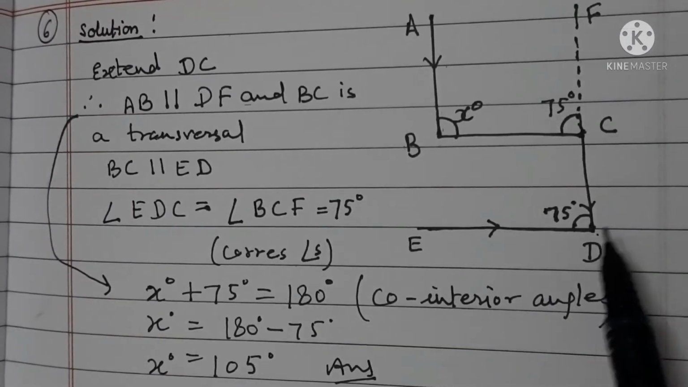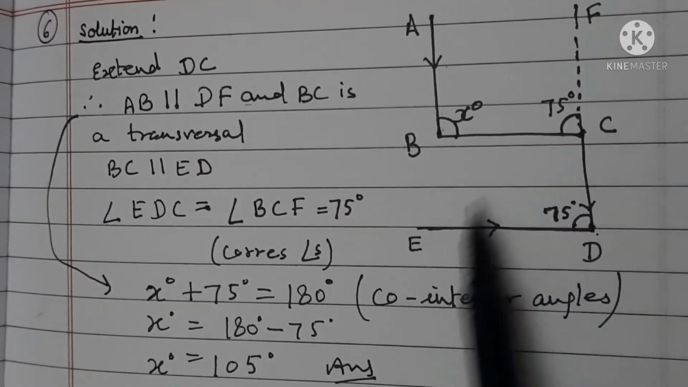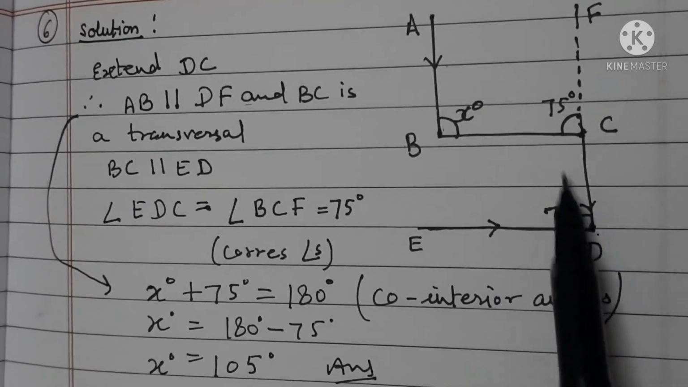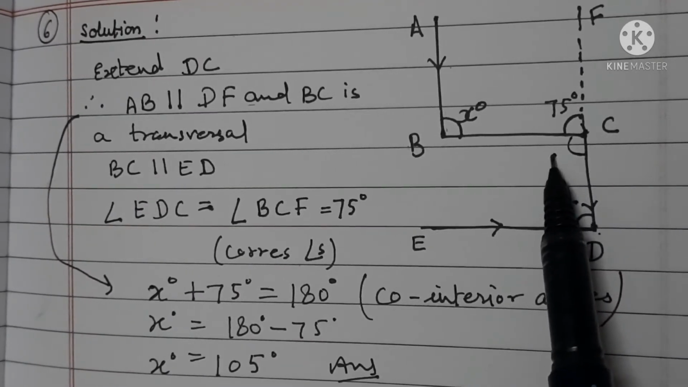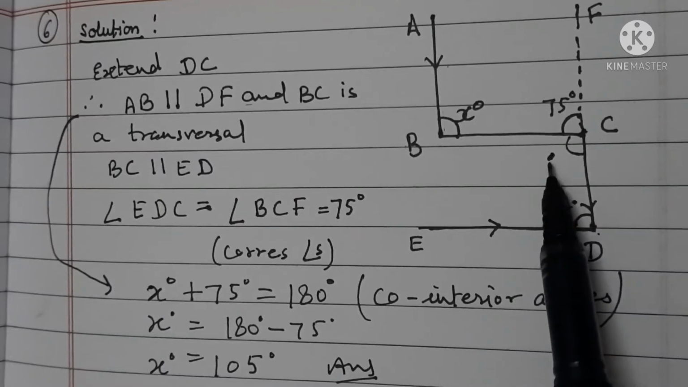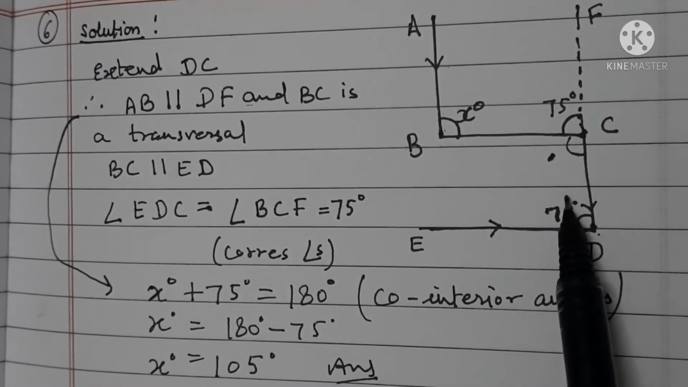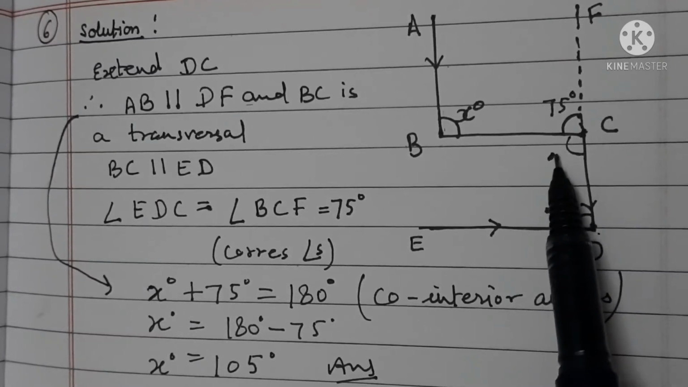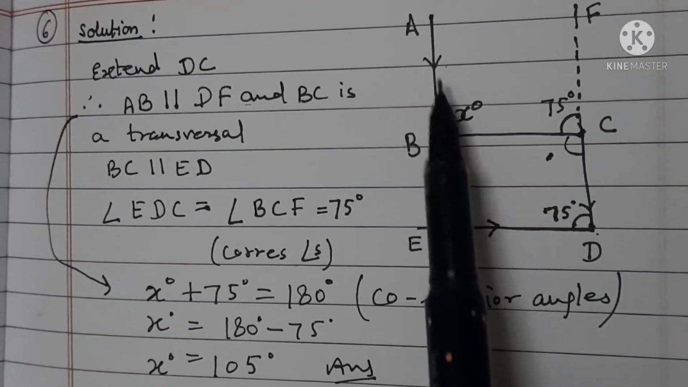In the second method, you can use that this is 75 degree and BC is parallel to ED, so these two angles are co-interior. This angle and 75 degree become 180 degree, co-interior angles, and find out this angle. Then look at the other pair which is parallel.